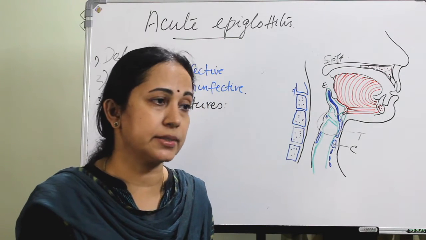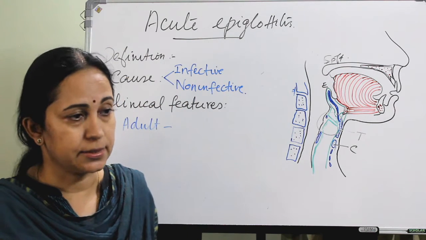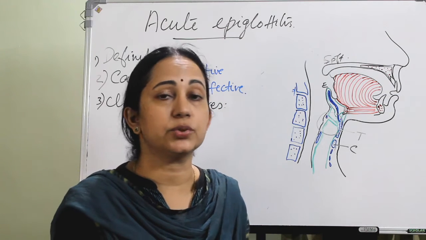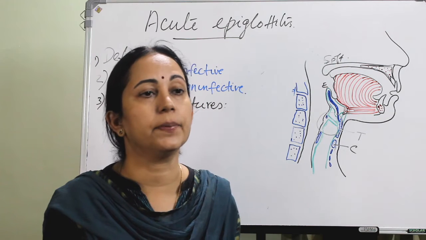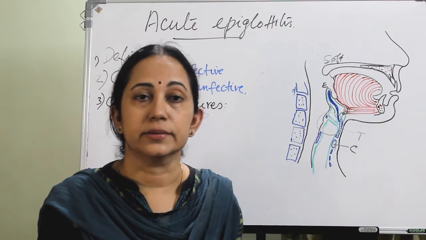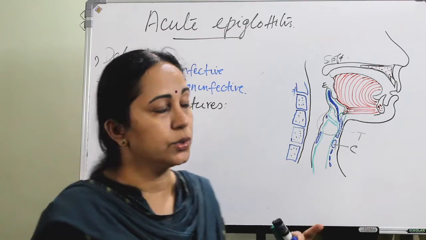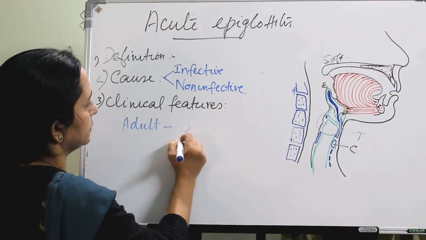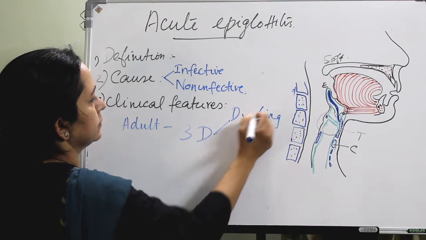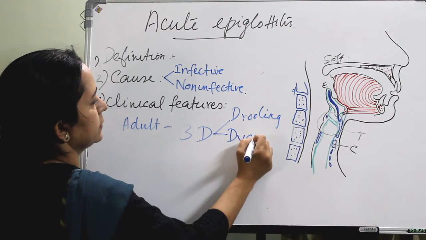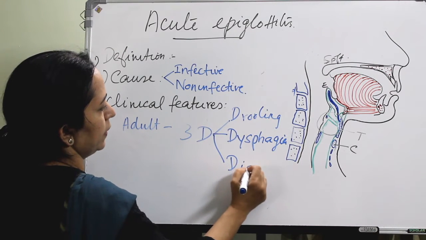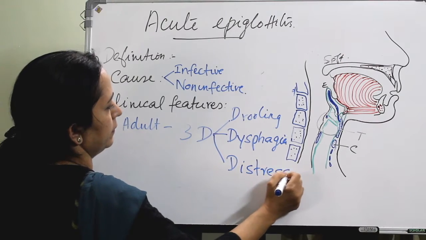In history we know that George Washington had acute epiglottitis. In the morning he had a mild sore throat, and by evening he had respiratory distress and died due to respiratory failure. Usually the symptoms will be the 3 Ds: drooling of saliva, then dysphagia, that is difficulty in swallowing, and distress, that is respiratory distress. Drooling, dysphagia and distress.